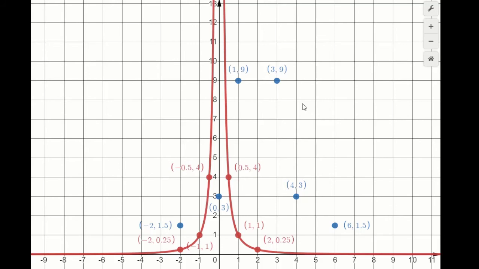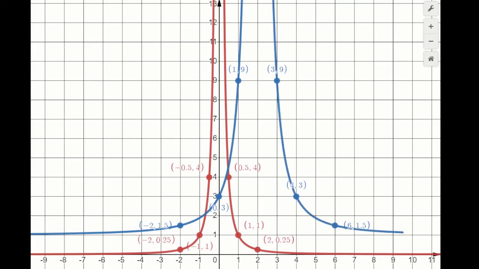All right, and now we can go ahead and put in the sketch. All right, so this is what the graph looks like. All right, and that's what the graph of g of x looks like.